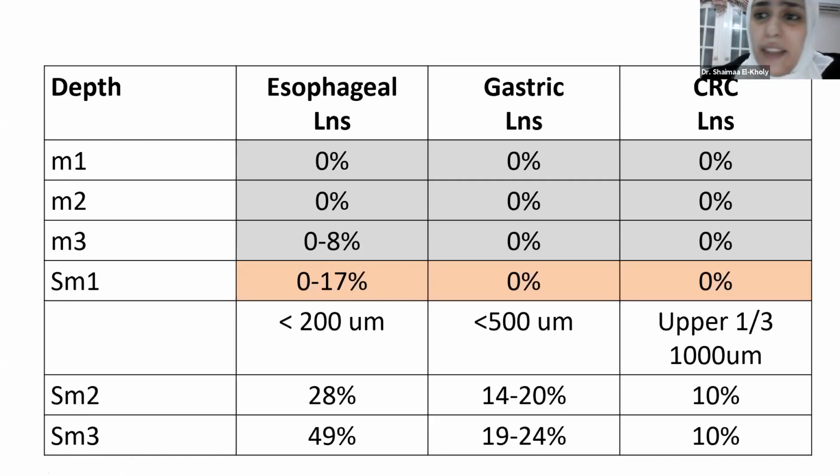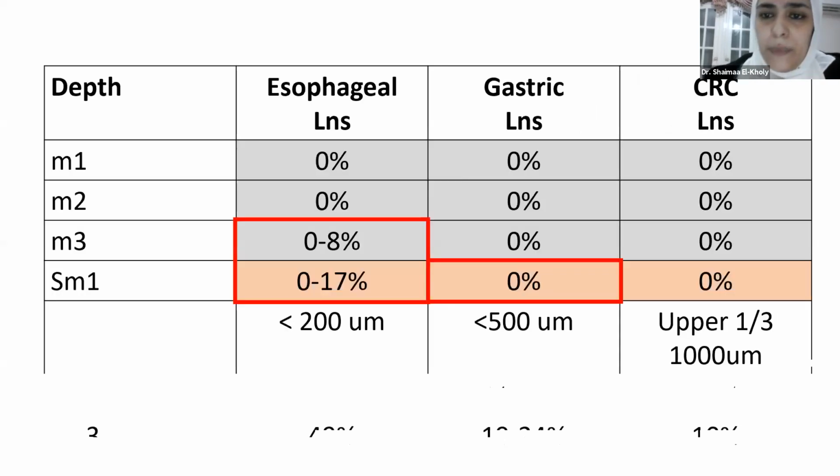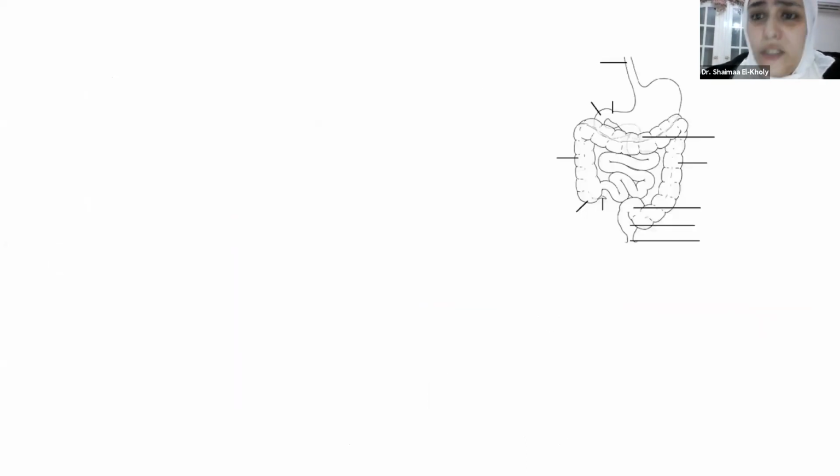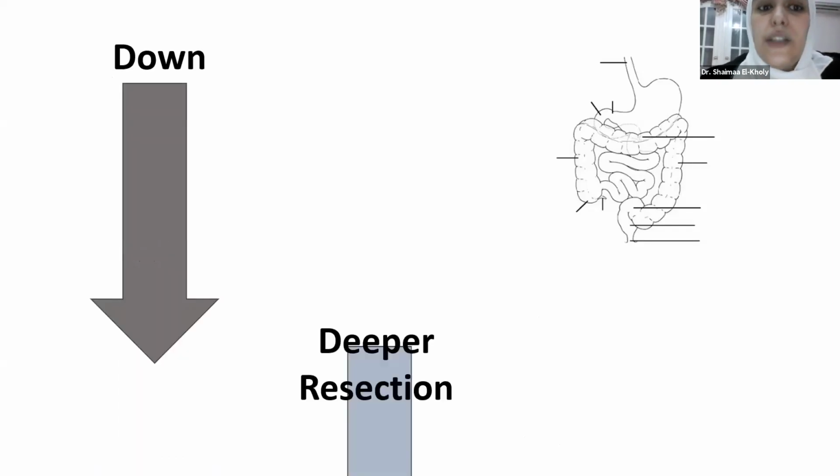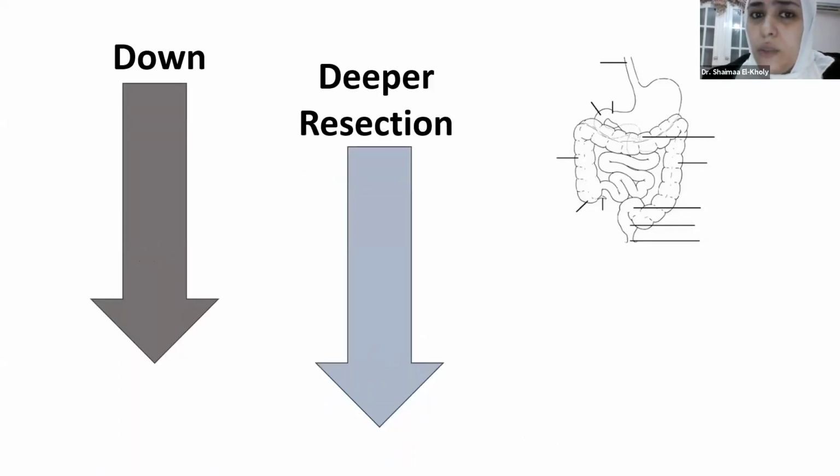So if we classify the indications here, we will find that in esophageal cancer, M1 and M2 are just an absolute indication. But when it comes to M3 and SM1, it's a relative indication. When we go to the stomach, SM1 is also a relative indication or extended indication. And for the colon, it's free. So it looks like when we move down through the GI tract, things are getting a little bit looser or easier. So the rule that you want to get from this lecture is, as you go down from the esophagus to the colon, you can go for deeper resection. So as you go down, you can resect more deeply.